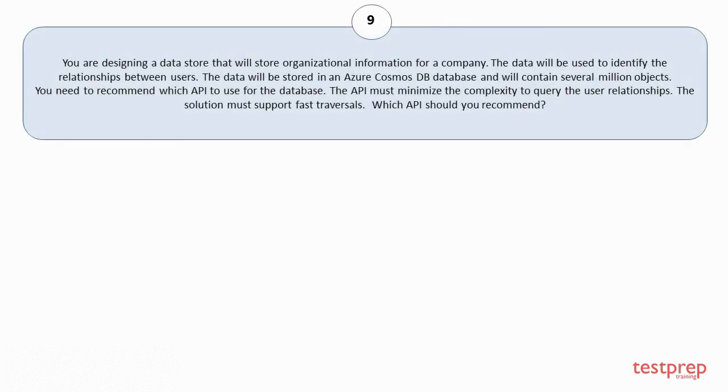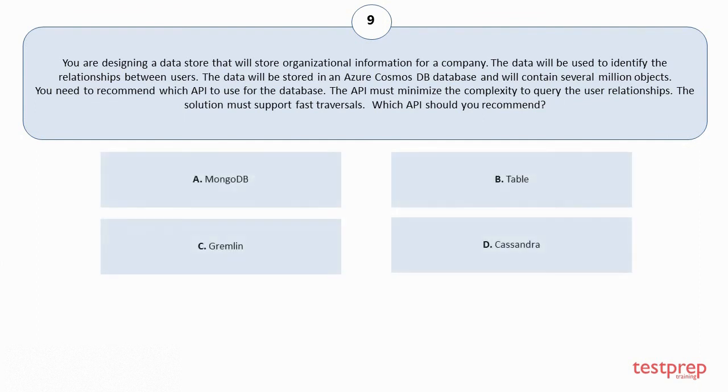Question number 9. You are designing a data store that will store organizational information for a company. The data will be used to identify the relationships between users. The data will be stored in an Azure Cosmos DB database, and will contain several million objects. You need to recommend which API to use for the database. The API must minimize the complexity to query the user relationships. The solution must support fast traversals. Which API should you recommend?